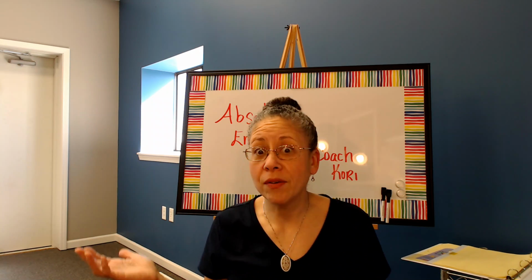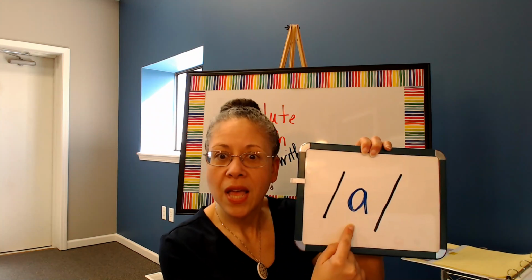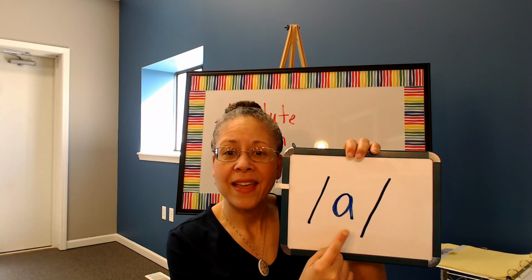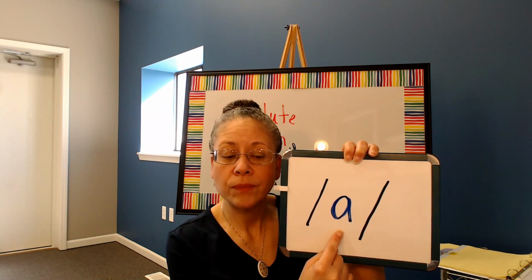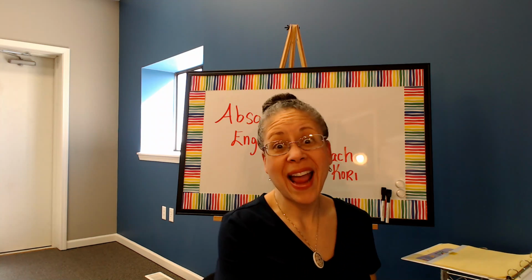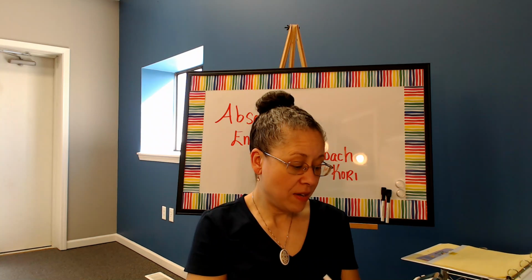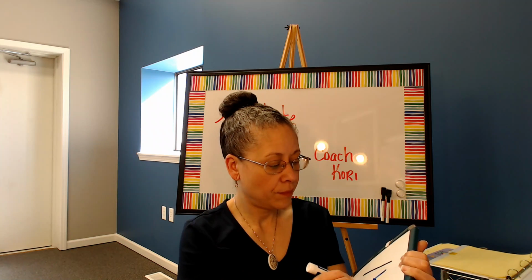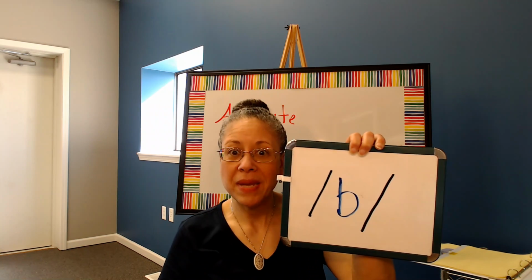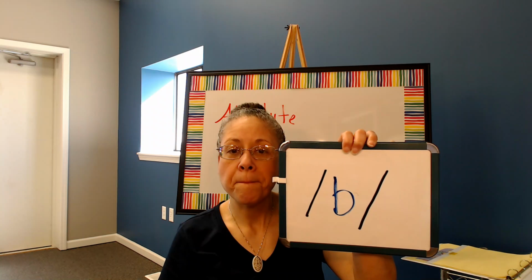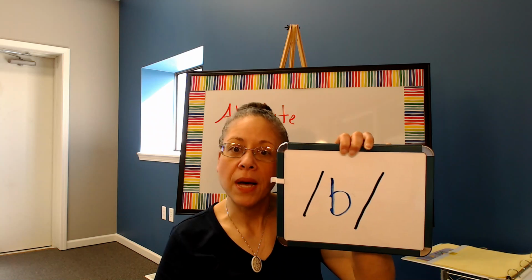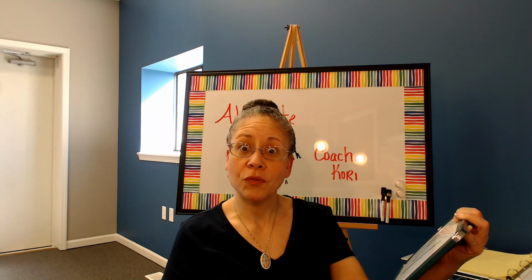So we'll start where everything starts, and that would be the letter A, as in apple. A, apple. Or alligator. Could be an alligator. And then we have the next letter, which is B. B. Ball. Ball. Bike. Band. Beautiful.